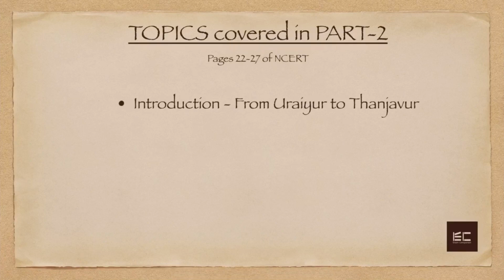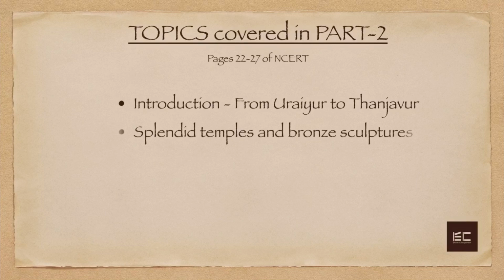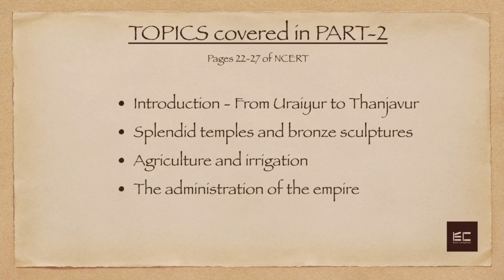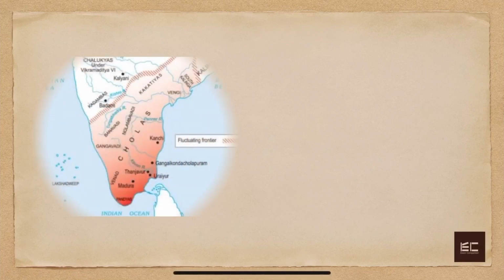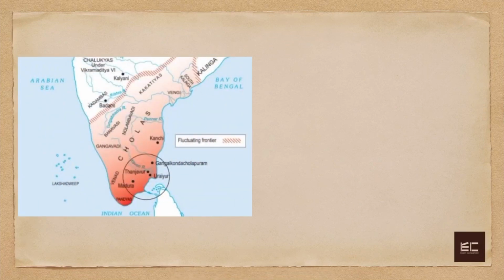The topics that we will study are Introduction from Uraiyur to Thanjavur, Splendid temples and bronze sculptures, agriculture and irrigation, and the administration of the empire. All these topics are related to the Chola Empire. Now, like the map that we saw in Part 1, this map is also very important and it's very easy to understand as well. Now, let's have a look at this map.